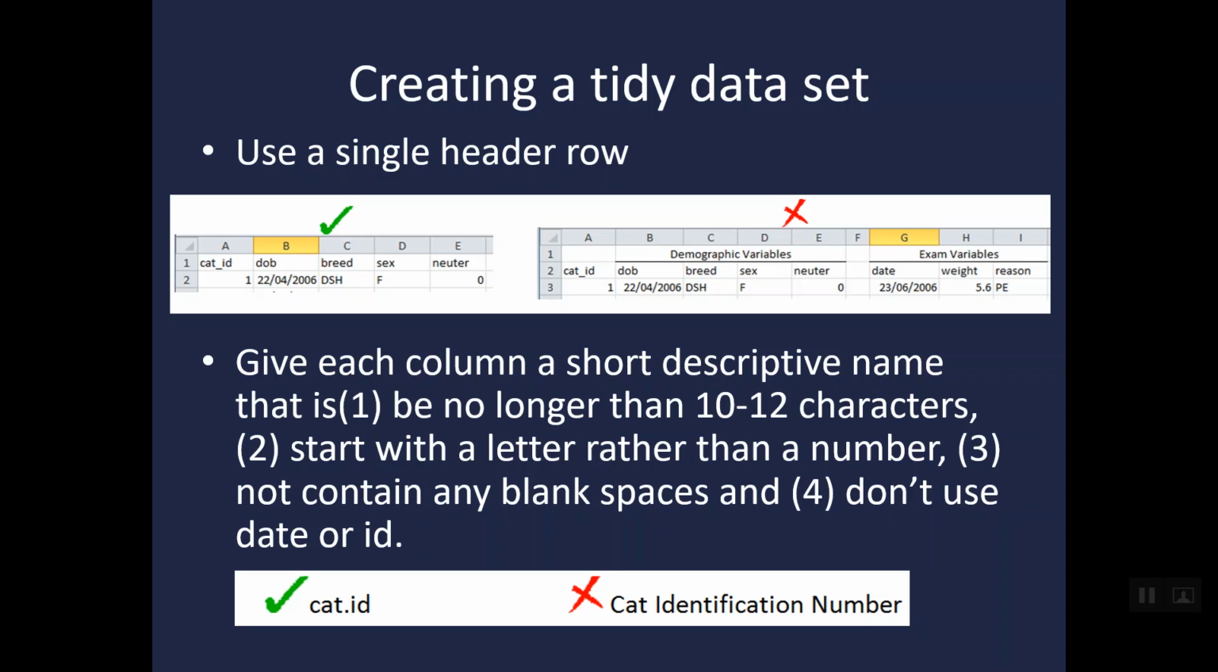I've also got a final thing there about using date or ID, and so you'll notice we didn't just call it ID, we called it cat ID, and the reason for that is the word ID is a reserved word in many statistical languages, similarly as is date. And so basically if variables are called date or ID, they will actually call functions in code. They won't actually ever be able to be called variable names, so just avoid that. So just to reiterate, one single header row, use short descriptive names, no more than 10 characters, start with a letter not a number, don't have blank spaces, and don't use date or ID on their own.